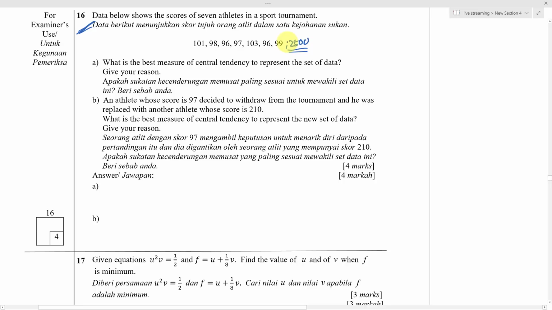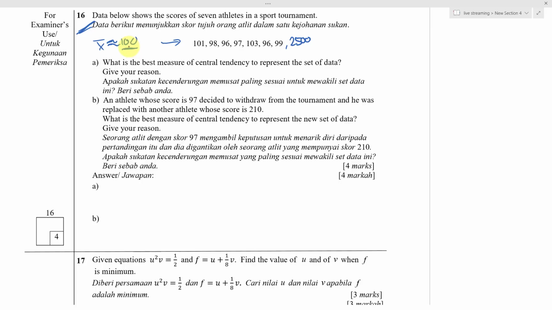Why? Because I will assume the mean here is close to 100 without the extreme value, since you add all the numbers and divide by 7, and all of them are close to 100. But if you suddenly add an extreme number like 2,500, you will affect the mean a lot. So it's not a good idea to use the mean if you have an extreme value. Alright, this is the first idea.